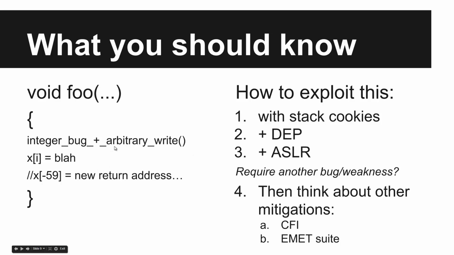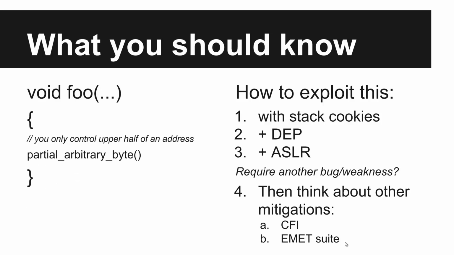Then for integer bugs, which perhaps enable an arbitrary write, say for instance, you control the index of an array write, and it's not properly checked, and you're able to enter a negative number. So you might be able to write the return address. So how you might do that with stack cookies, obviously you can directly bypass them because you're not overflowing to it, you're just arbitrarily writing precisely. Now with data execution prevention, then ASLR, etc., and the future of mitigations, you should think about control flow integrity and the EMET suite. We haven't covered them that much. I might send out a paper on both.